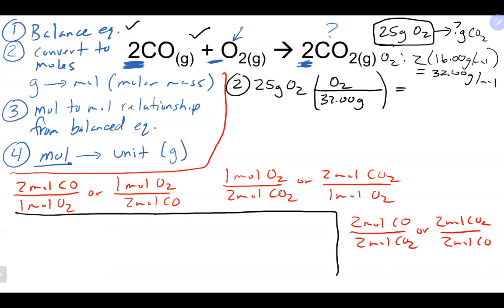So if I do that here, I will end up with 25 divided by 32, which gives me 0.78125. I'm not going to round just yet. Moles of O2. So that is basically the second step that you do in these problems. Whatever unit is given to you, you need to get moles.